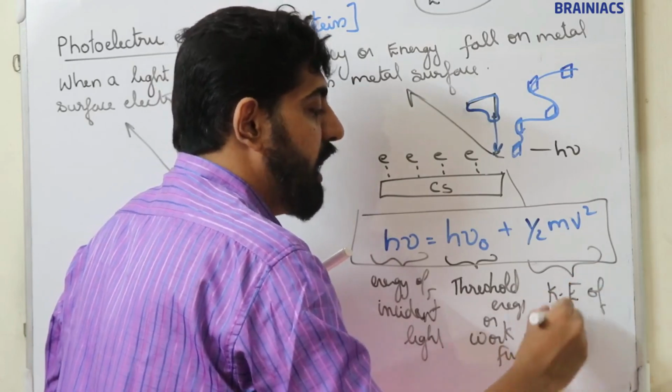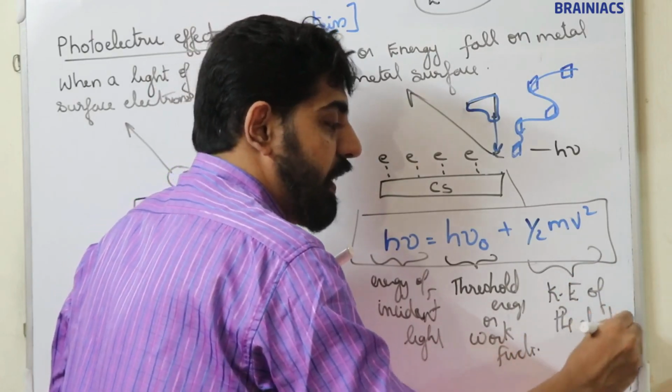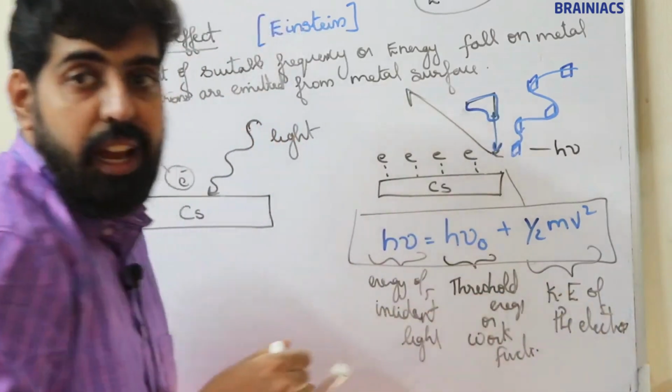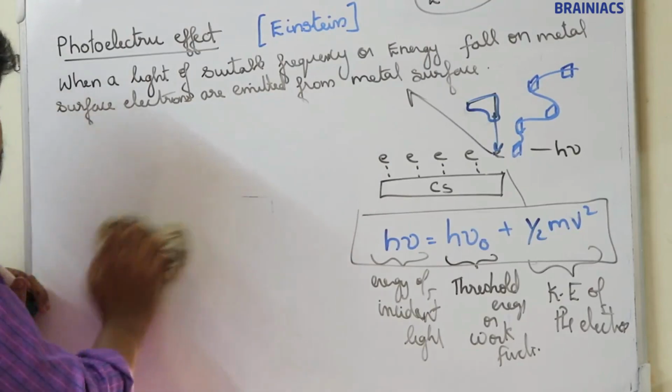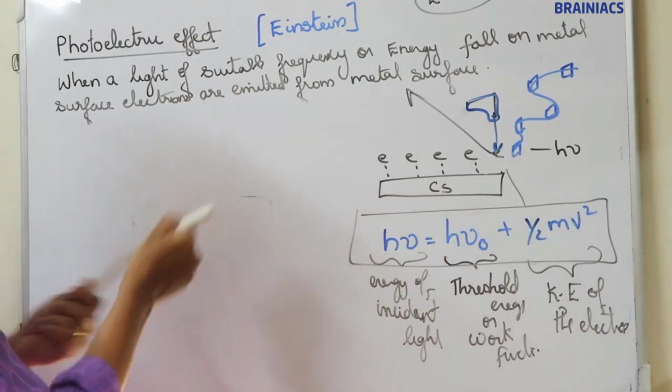Kinetic energy of the electron. I think it's clear. I'll explain once more, and you can tell me if you have any doubt.